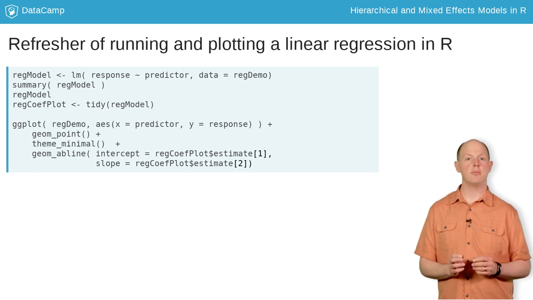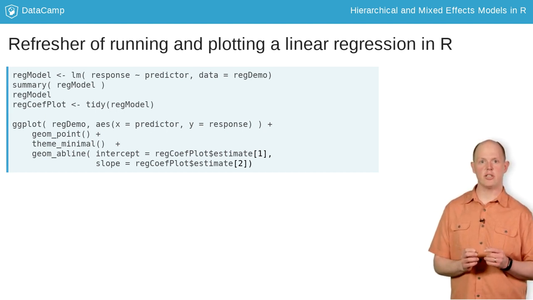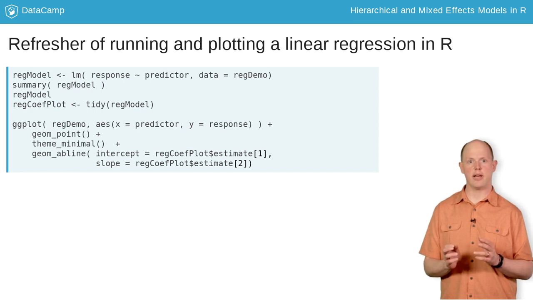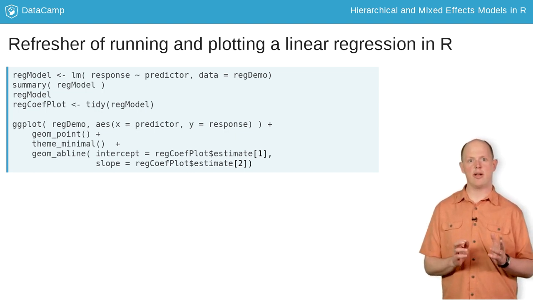In this example, we ran a linear model. Then, we extracted the coefficients using the tidy function from the broom package. Last, we added it to a ggplot. Notice how we extracted the intercept and slope and used the geom_abline function. I did this rather than adding a linear model with geom_smooth because this approach extends well to complicated models.